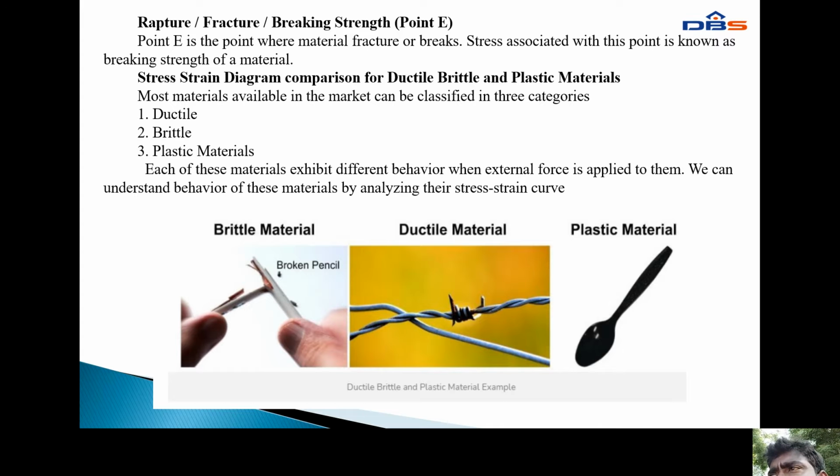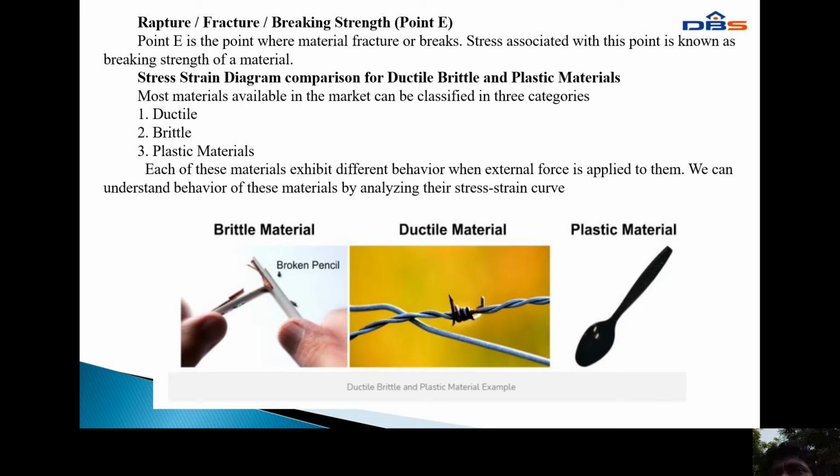Plastic material means we can apply a force on a body and it changes its original position. After removal of the external force, it does not regain its original shape. Those bodies are called plastic bodies or plastic materials.